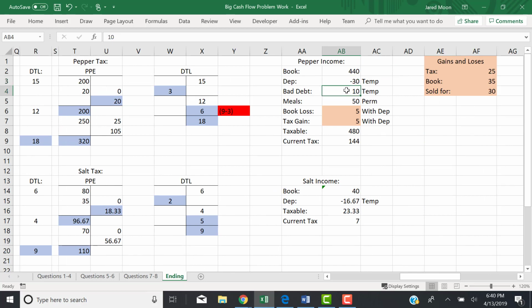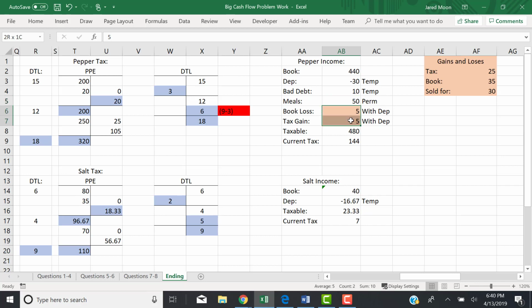And then bad debt, we're told that they recorded bad debt expense of 15 but only wrote off 5. So we have to increase our amount by 10 as a temporary difference, and we'll create a DTA for that in just a bit. Meals, we deducted 100. We can only do half for tax, so we have to add back that 50.